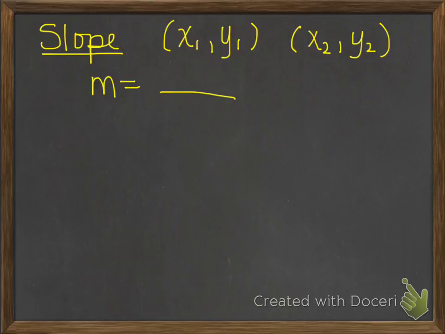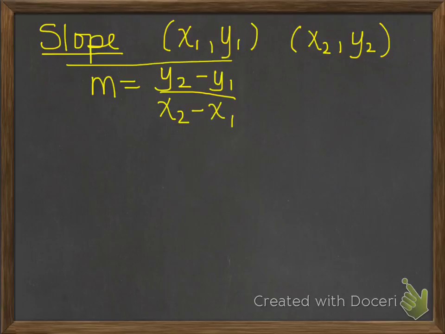Okay, so we know that slope is the difference in the y's. I'll start with the second point: y2 minus y1, divided by the difference in the x, or the horizontal difference. This would be x2 minus x1. So this is the more generally recognized slope formula with that notation, but it's exactly the same as what we have been using.